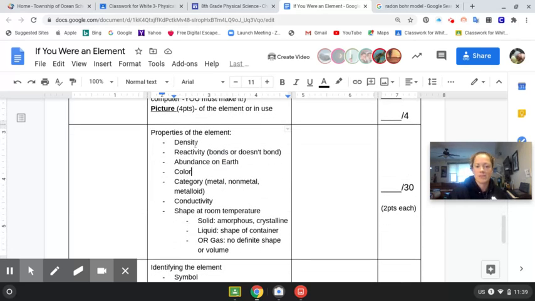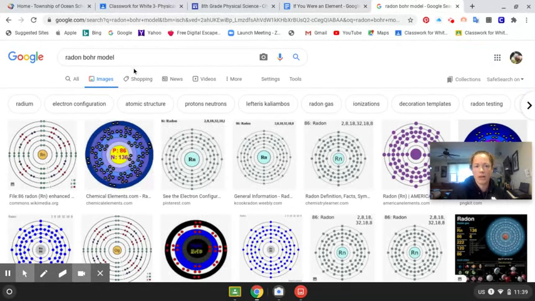Density, that is a number that's going to come up. We have radon here already, so let's go ahead and look up the density of radon.